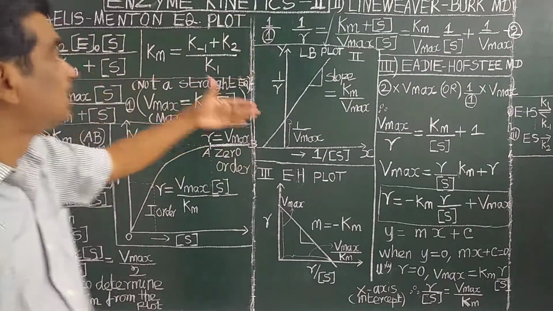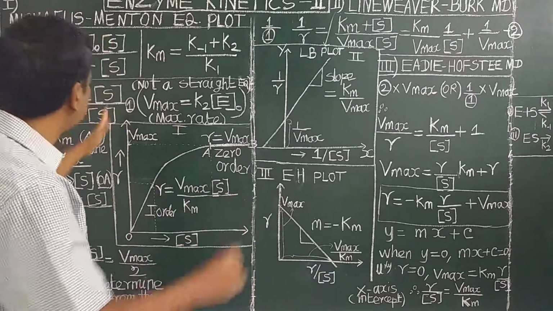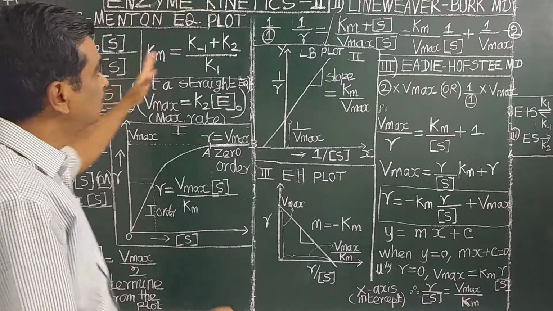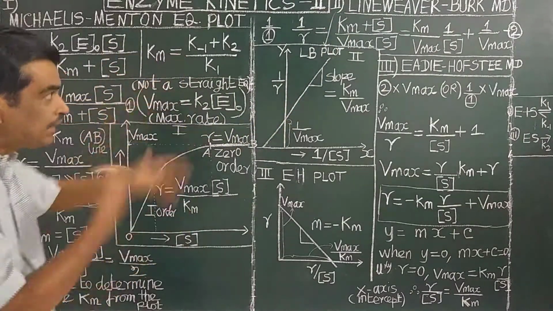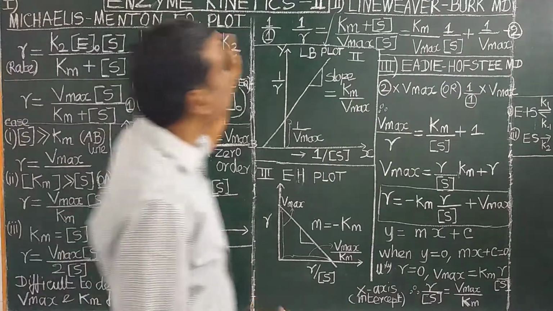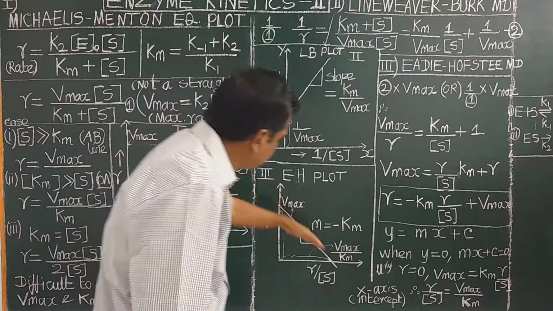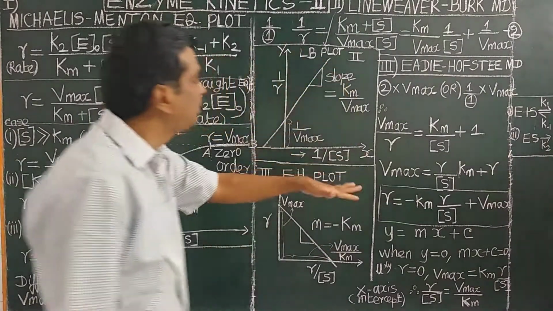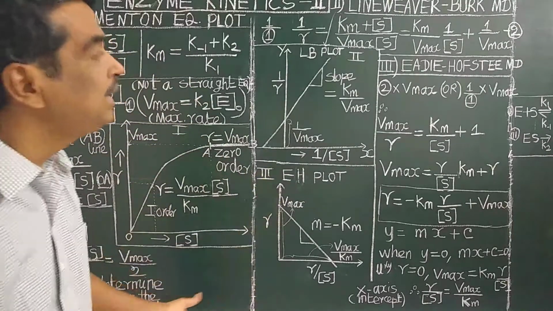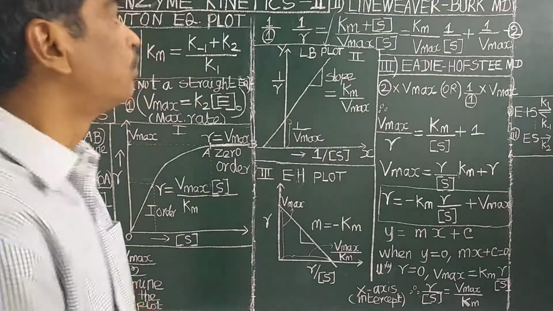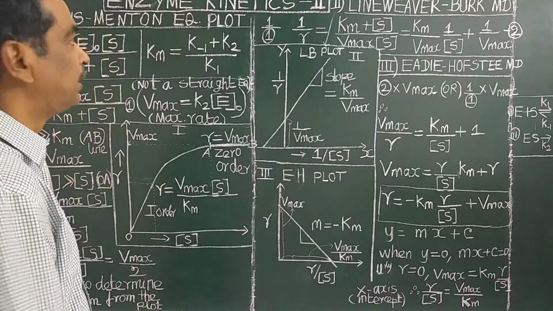They simply converted the Michaelis-Menten equation. This is the fundamental equation, please remember. They converted the Michaelis-Menten equation by rearranging it into a straight line equation, so that a straight line plot is obtained. From the straight line plot, Km and Vmax are easily, accurately, and readily determined.